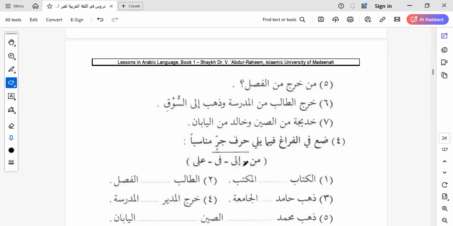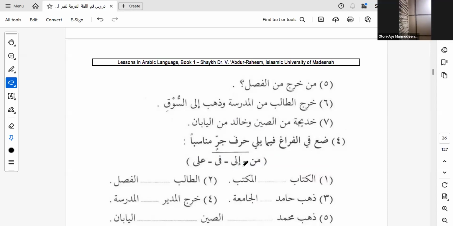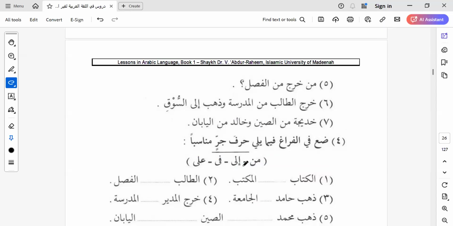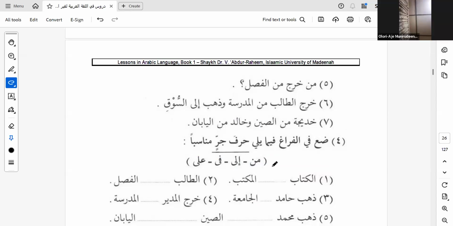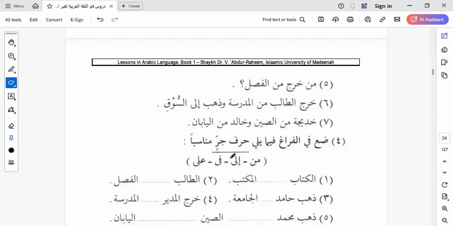But in the real sense, it behaves like a nakra. By meaning, it's not totally a nakra. It's mukhassas, it's specified. However, it behaves like a nakra in the sense that when you have an adjective attached to it, your adjective must be a nakra. Do you understand that?